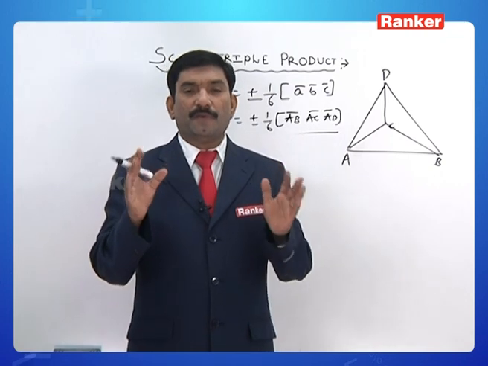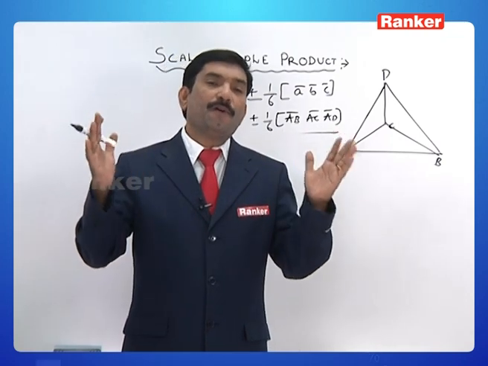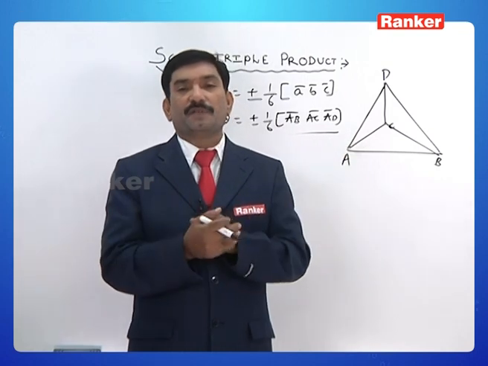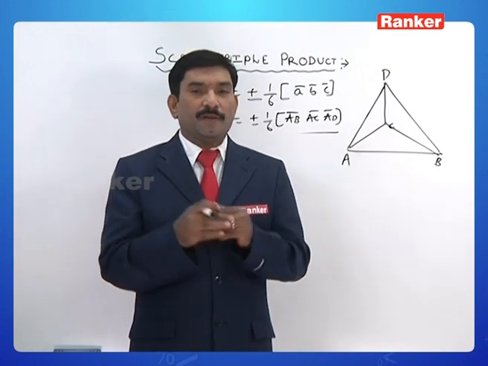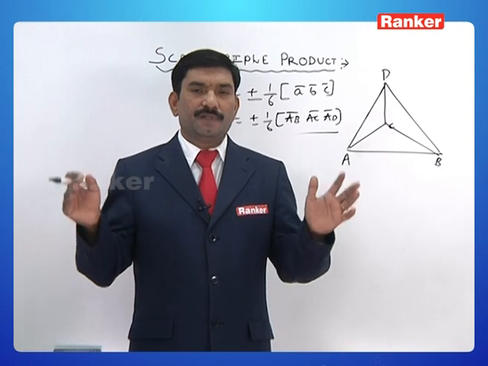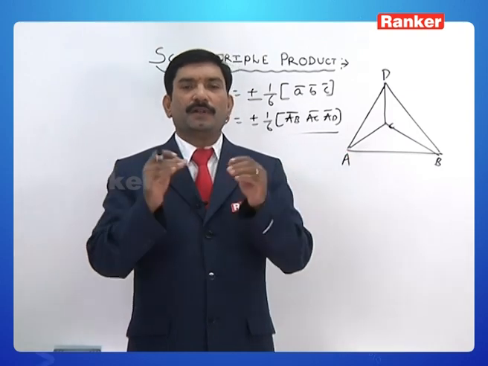This is the volume of the tetrahedron formed with the 4 points having the position vectors A1, A2, A3, B1, B2, B3, C1, C2, C3, D1, D2, D3.